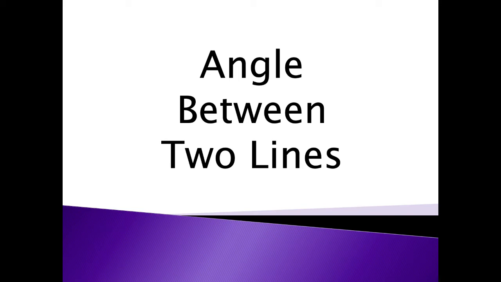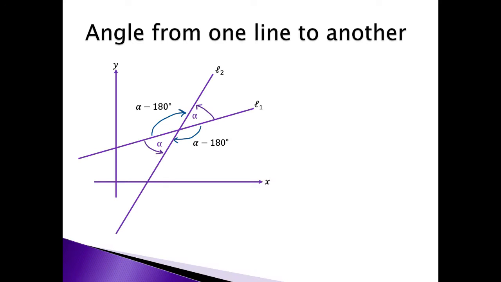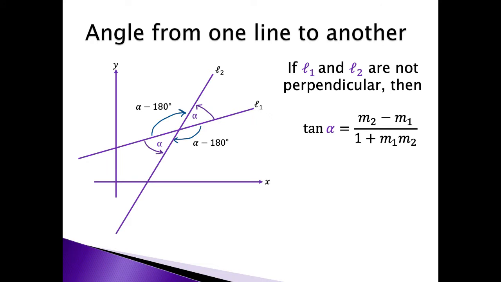Hello. This video is the angle between two lines. We're talking about alpha, the angle between L1 and L2, where L1 and L2 are not perpendicular. Then tangent of alpha equals the slope of line 2 minus the slope of line 1 over 1 plus the slope of line 1 times the slope of line 2. So that means that alpha is the tangent inverse of the slope of line 2 minus the slope of line 1 over 1 plus the slope of line 1 times the slope of line 2.